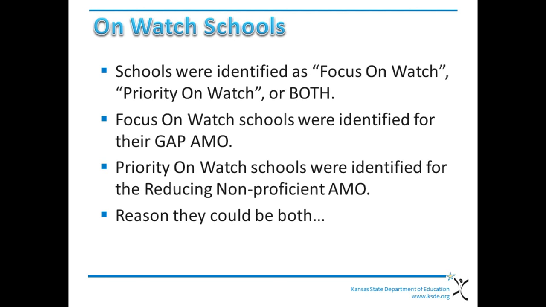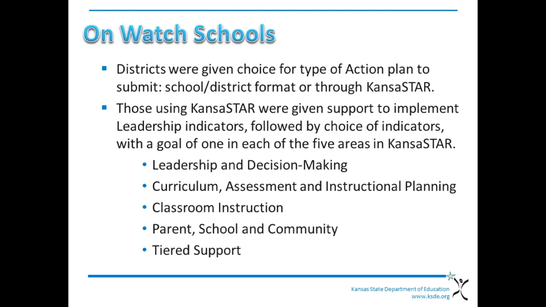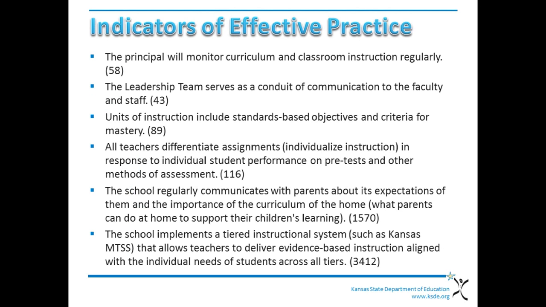Then this slide talks about, I talked about the 54 different indicators that divided up into five different categories. You can see those listed at the bottom: leadership, curriculum, instruction, parent and community support, and then tiered support, which goes along with our MTSS system. For the on-watch schools, they are required to select an indicator out of each one of those categories, and this slide that's up there now shows the first two actually deal with leadership, and then the next ones are out of the other four categories. So if you choose one indicator for each category, those are the main things that your building is working on at a time.